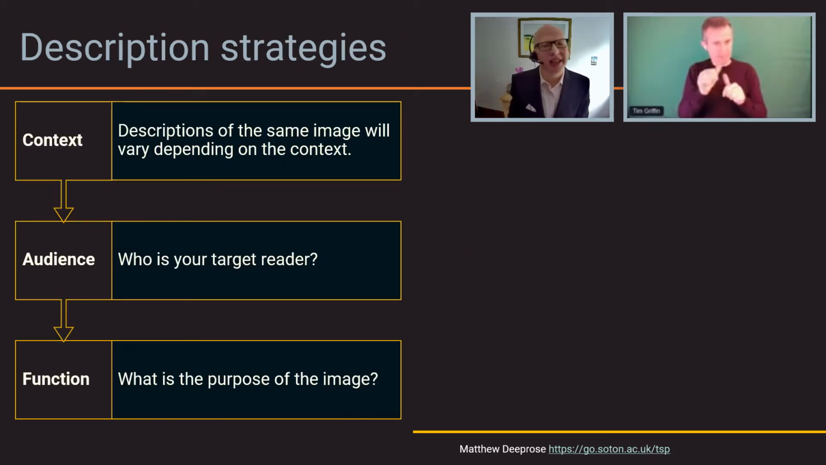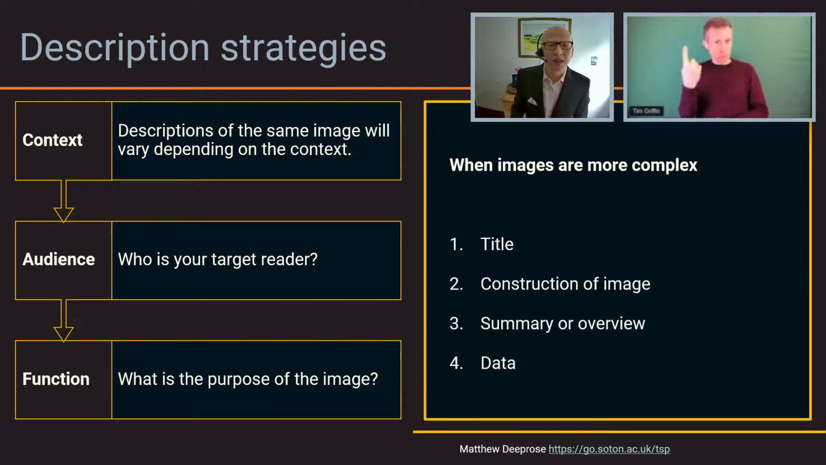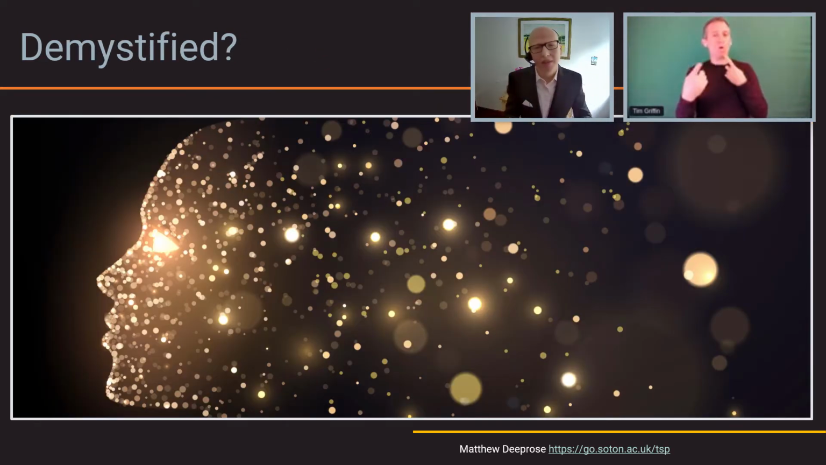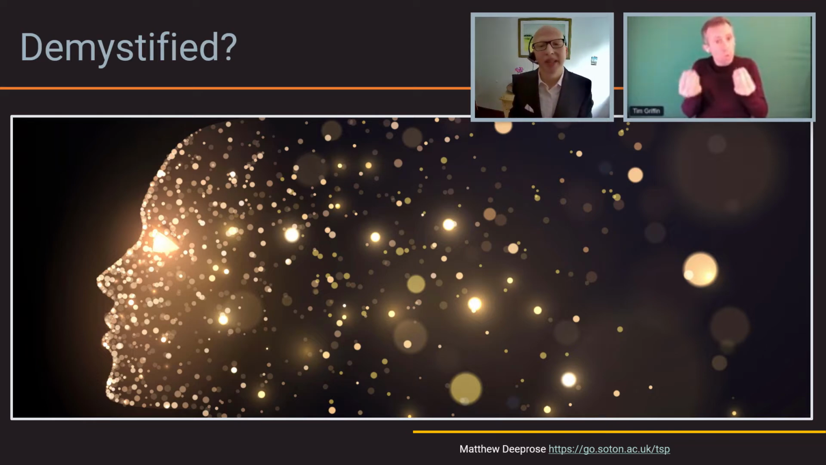And some high-level strategies for all descriptions are to consider the context in which we use the image, our intended audience, and the function or purpose of that image. You might write different descriptions for the same image as and when the context, audience, and function changes. And for more complex images, a full description should include the title, the construction of the image, a summary or overview, and a data table, if relevant. So even if you have some really complex images you need to describe, there's lots of resources out there that can help you. Of course, even with a structured process, you still need that subject matter expertise once you get to writing the descriptions.